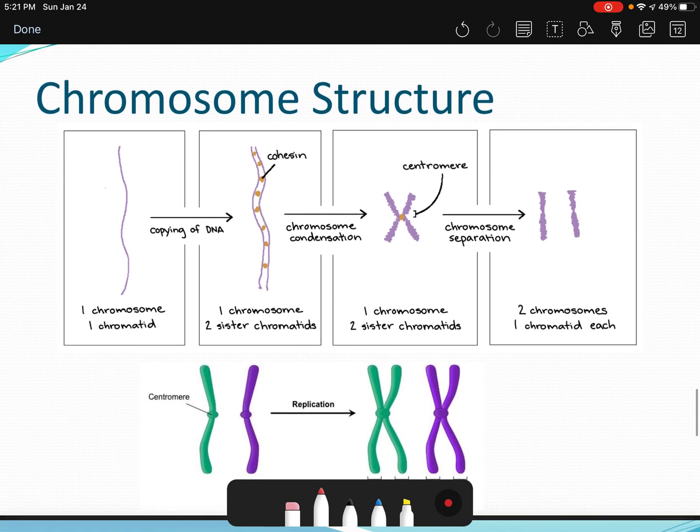And so you can see here, before the synthesis phase of interphase, you have one chromosome or one chromatid. This is one unreplicated chromosome. And then after we go through the synthesis phase of interphase, now it's a replicated chromosome right here. So you have two sister chromatids that are held together by a centromere. So here's one, here's one. And then when we go through cell division, those will get separated again.